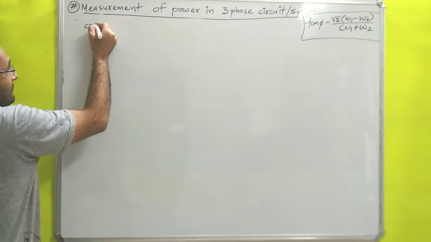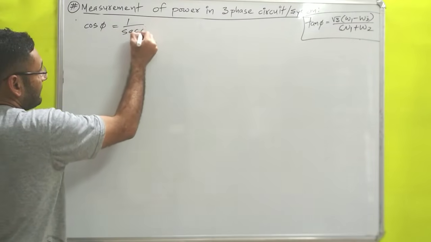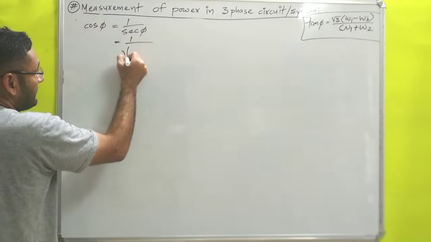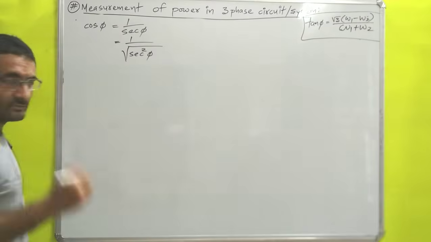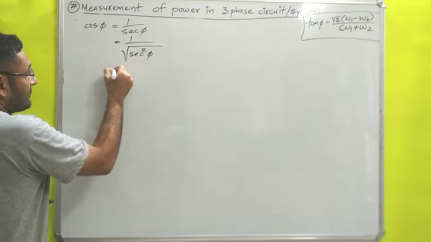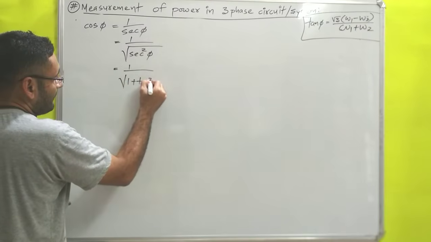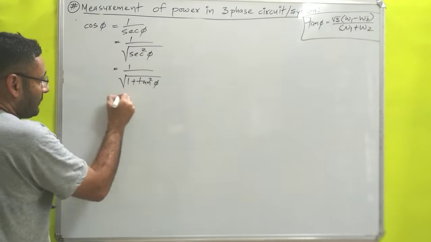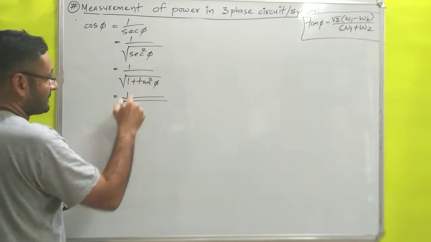For that purpose, we know that instead of cos phi, can we write 1 upon sec phi? Yes, we can. Instead of 1 upon sec phi, can I write 1 upon square root of sec square phi? Yes, I can; the square root and square cancel. So instead of this, can I write 1 plus tan square phi, because 1 plus tan square phi is sec square phi.